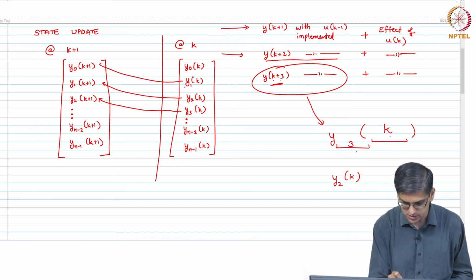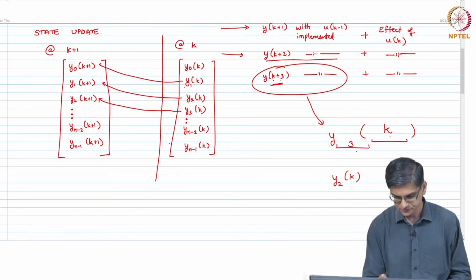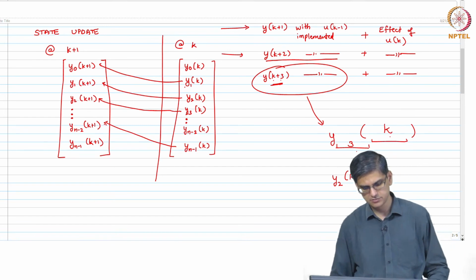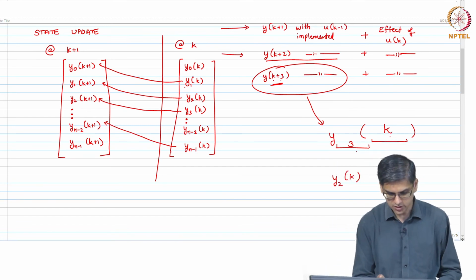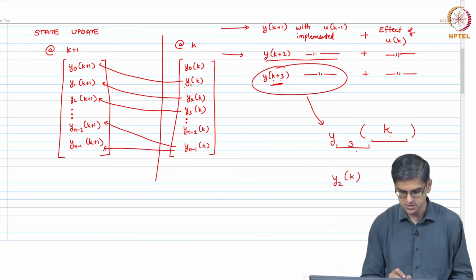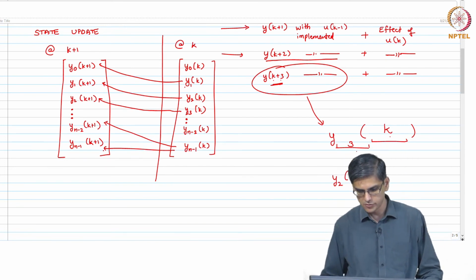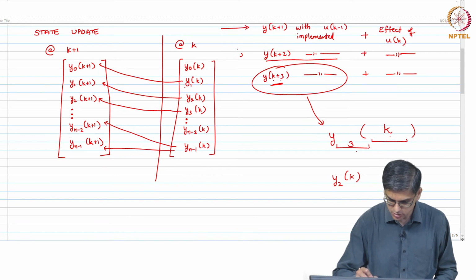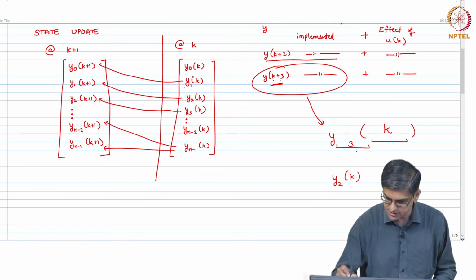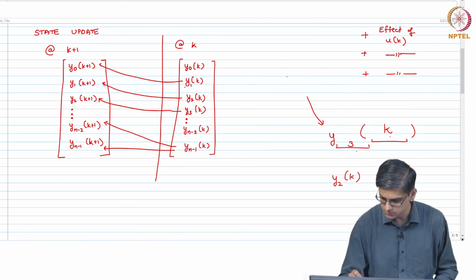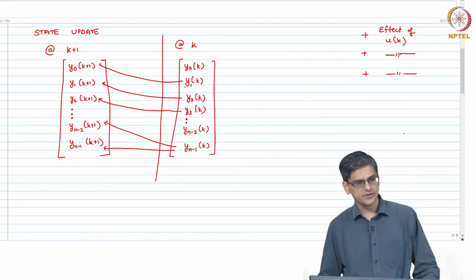Same way, this is getting shifted over here. This is getting shifted over here. What comes over here is this same guy. Okay. So, this shift operation takes care of all this that I have written. So, let us erase this part. What we need to add? We need to add plus the effect of uk.